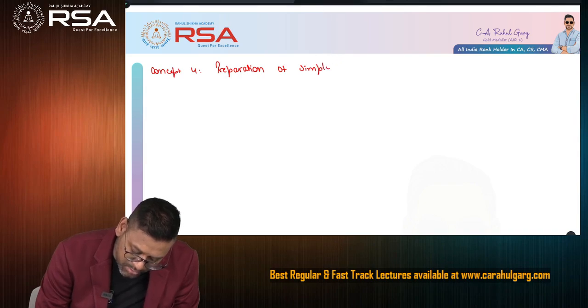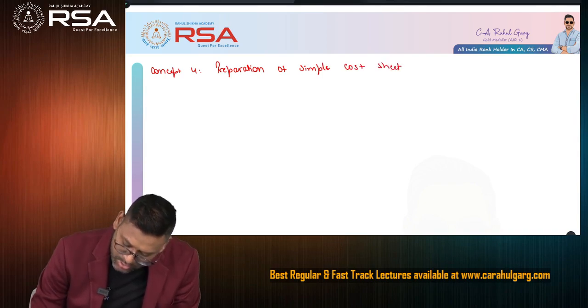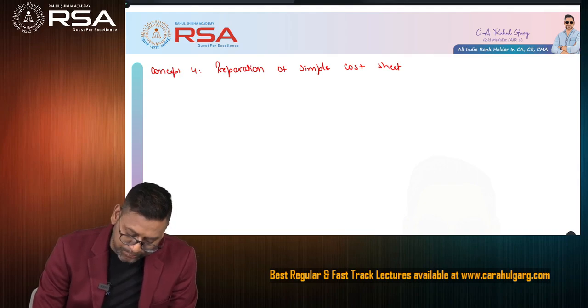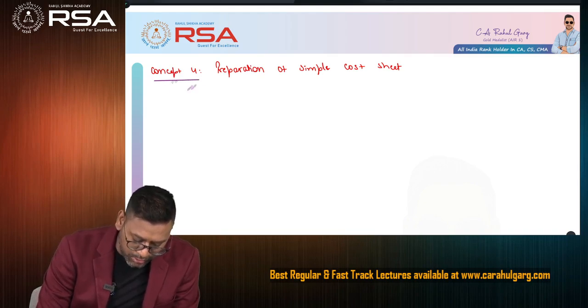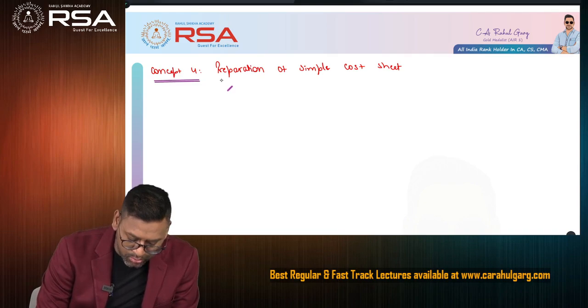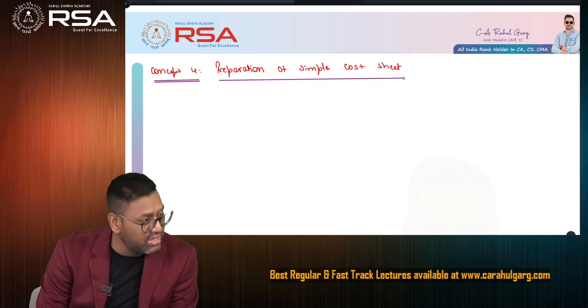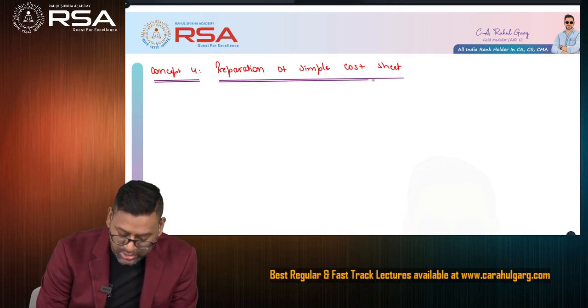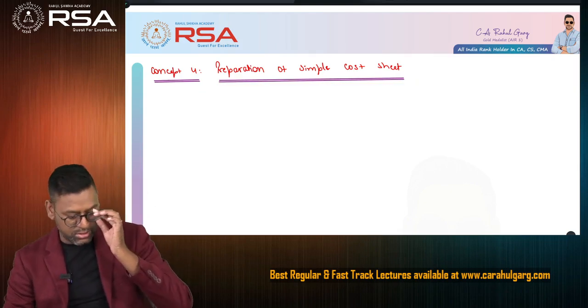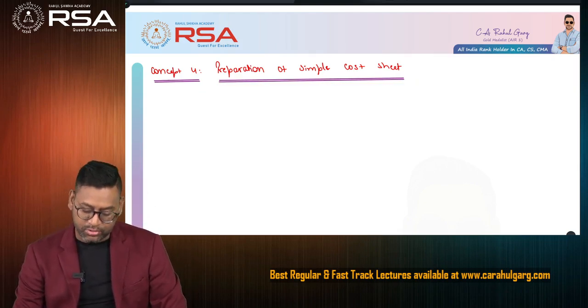Concept number 4, please write down, preparation of simple cost sheet. So we are going to do the practical part on the base of knowledge which we have gathered till now. Preparation of simple cost sheet.